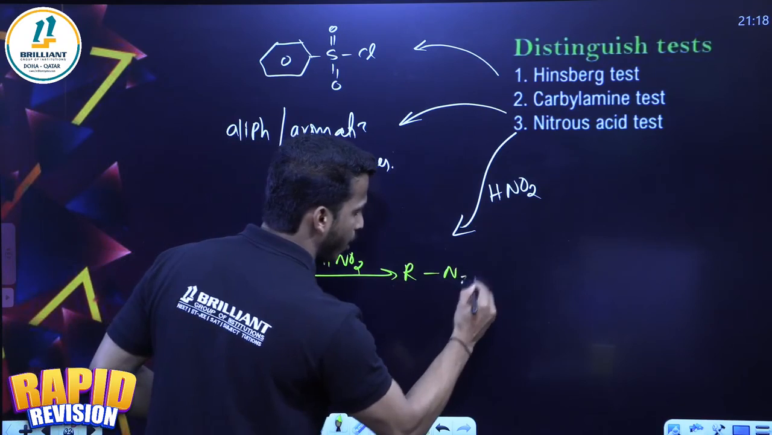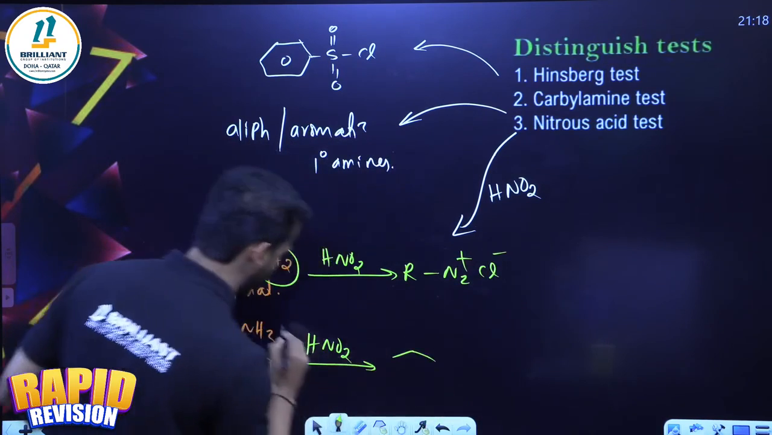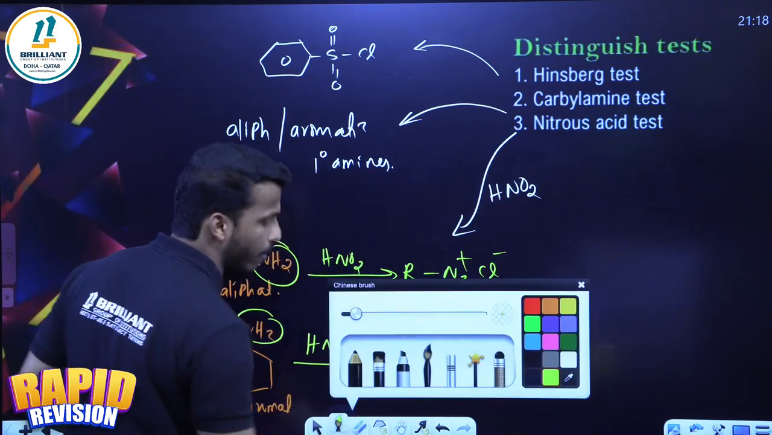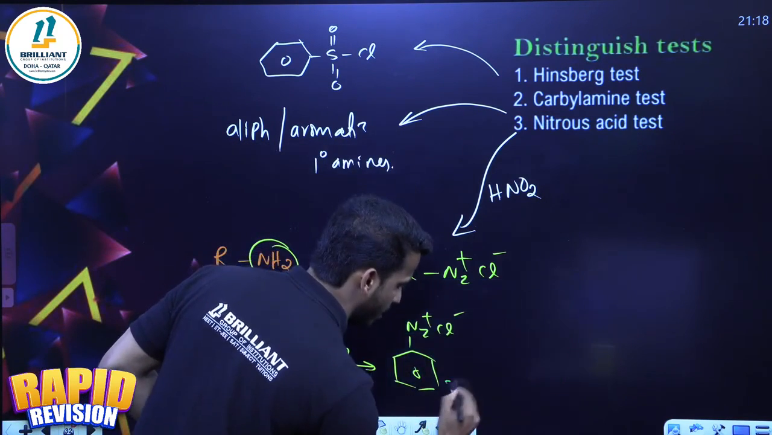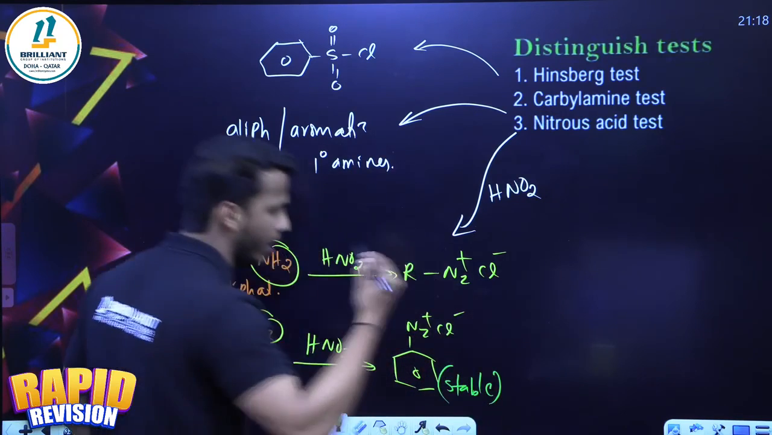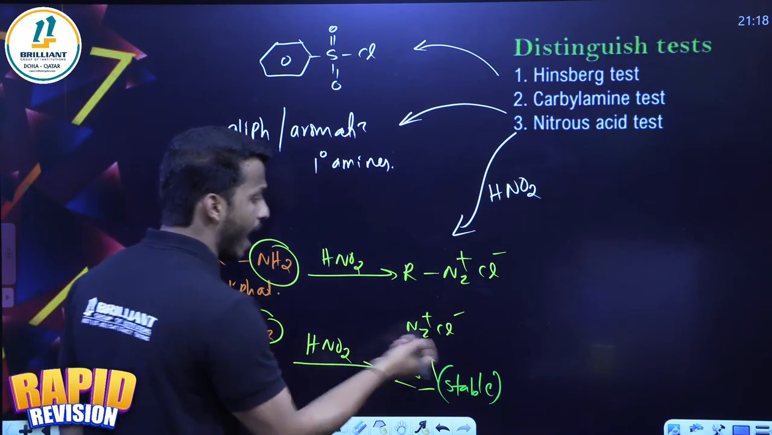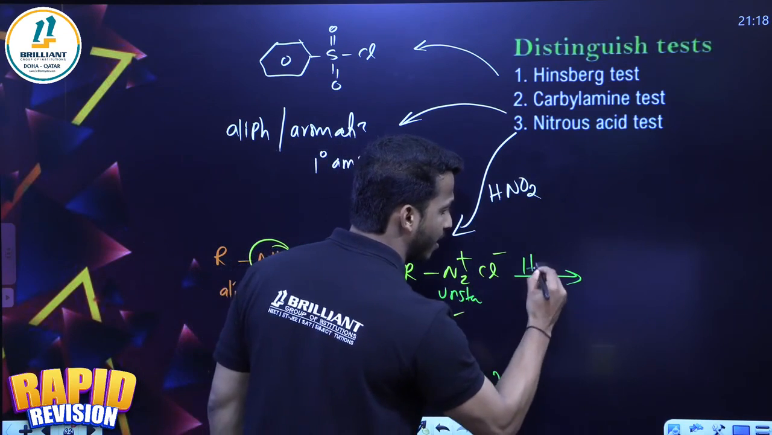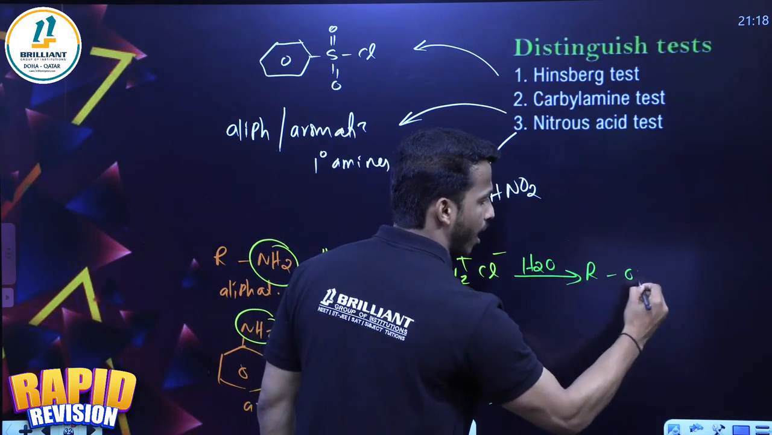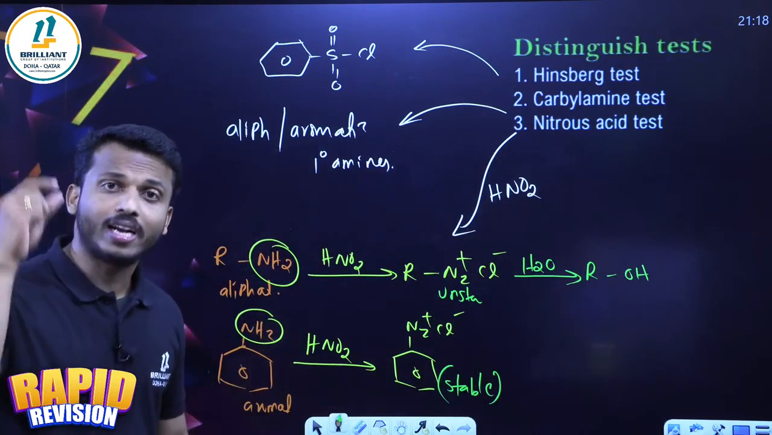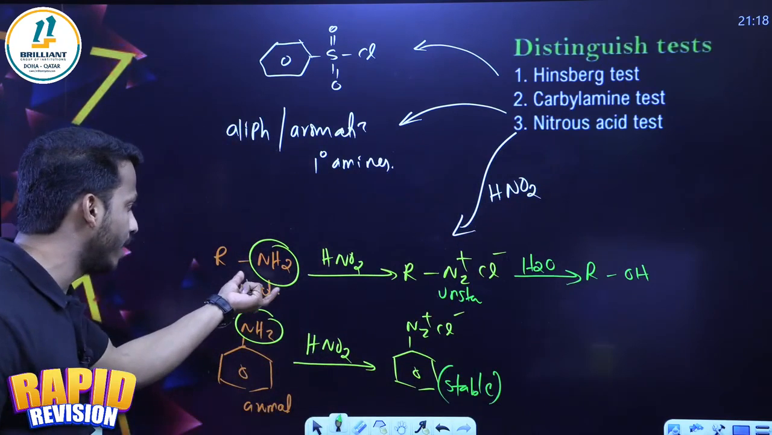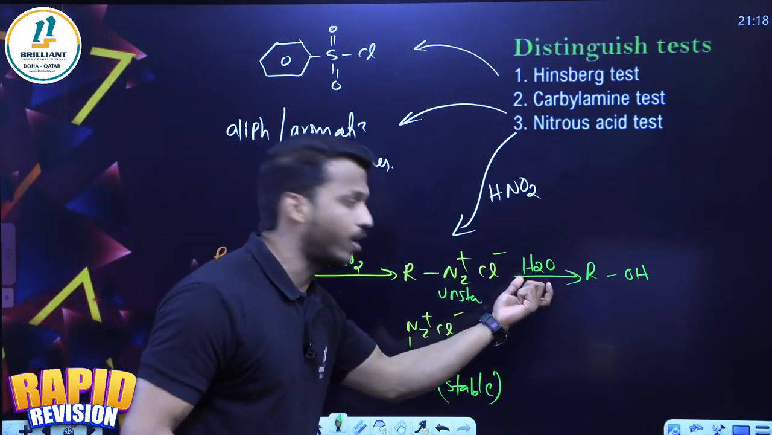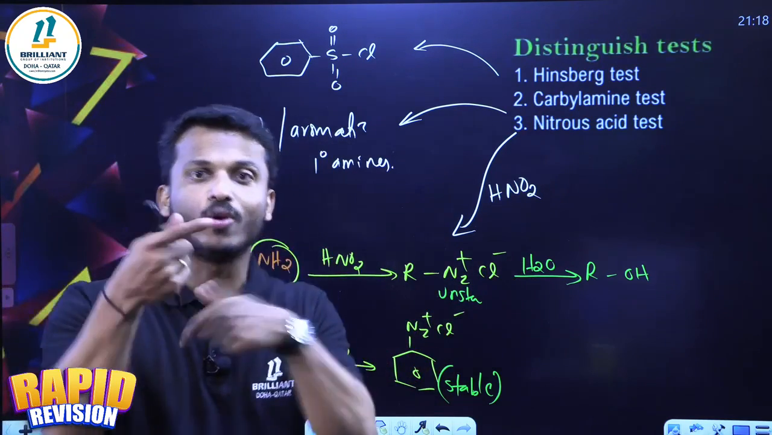The NH2 group becomes N2+ Cl-, a diazonium salt, which is stable, dear all. This is stable due to resonance. Right? And this aliphatic one is highly unstable, so immediately it reacts with water and gives you alcohol. So an aliphatic amine reacting with nitrous acid gives an unstable product, and on treating with water it immediately gives you alcohol.